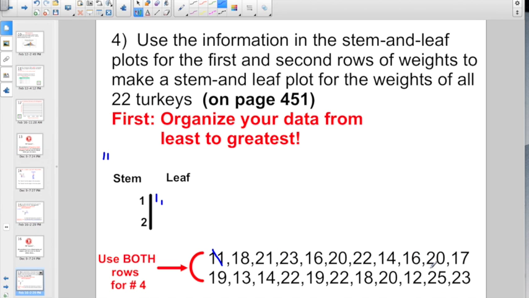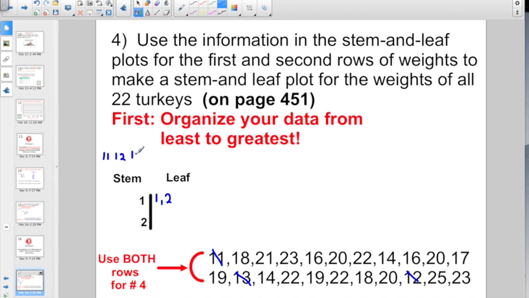Taking a look, do I have a 12? Yes, I do right here. He would be my next smallest piece of data. So under stem of 1, put in a leaf of 2 to represent 12. The next smallest piece of data, do I have any more 12s before I move on? It doesn't look like I have one. So now I'm moving up to 13, right?